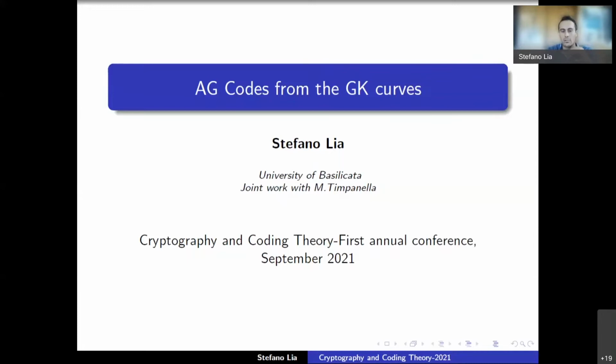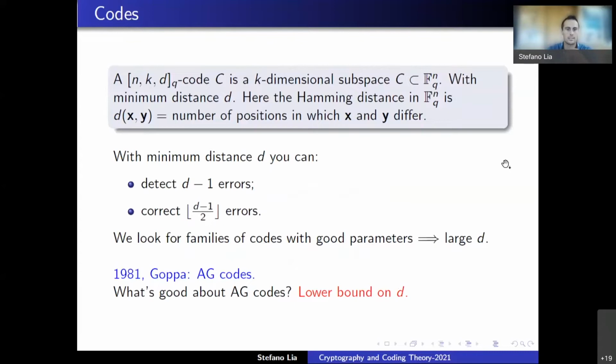I talk, as you said, about joint work with the previous speakers, and it is a work on algebraic geometric codes from a certain maximal curve. Let me just start with a super short introduction on the basics, just to fix some notation.